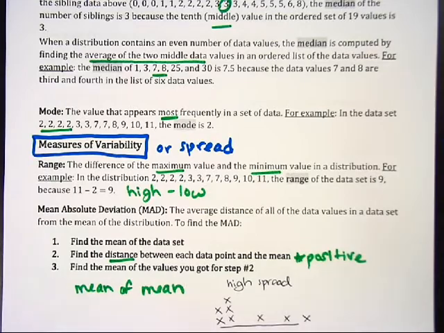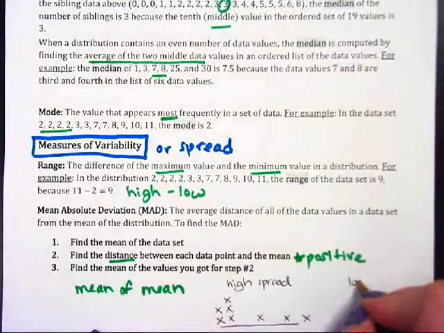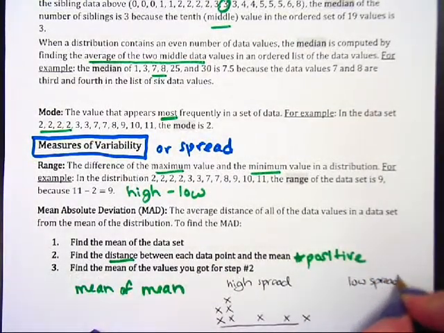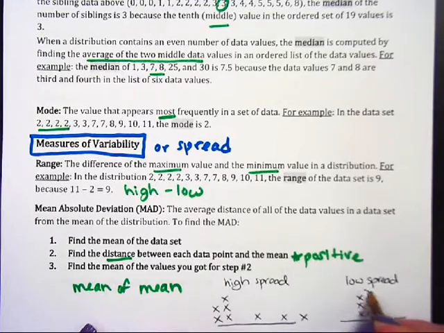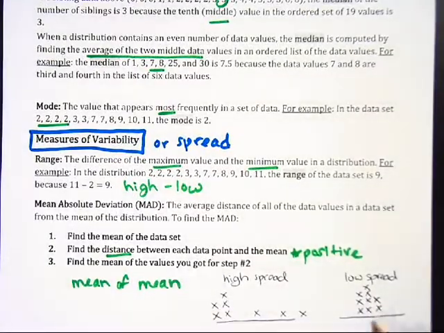If it has a low spread, which is usually what you're looking for in a good data set, that means they're close together. So it could be something like this. If my line plot has a bunch of people's responses all really close together, that would give me a low range and a low absolute deviation.